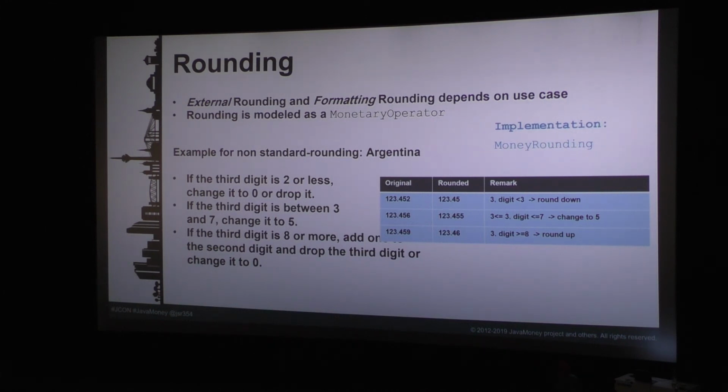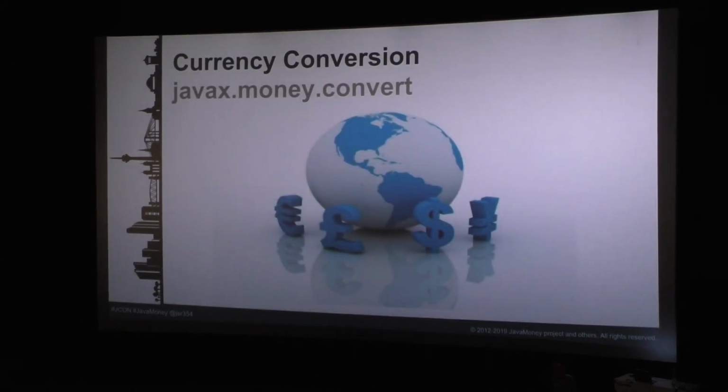The main implementation that we have is the money rounding, and I think on the next slide, no, it's not there, you can get and access roundings from the monetary singleton as well. You can say monetary, get default rounding, and then you just apply the amount. The default rounding will look up what the fractional digits defined for that currency are, and then use that to round the value accordingly. But you can also define your custom roundings, where you can also access roundings by name.